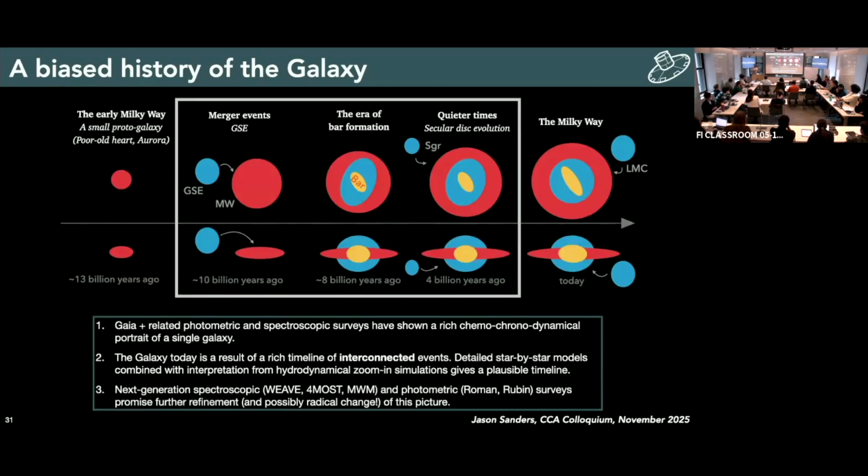And then we can also look forward to detailed photometric surveys, Roman potentially providing much more detailed views of the inner galaxy, and Rubin potentially providing more detailed views of the outer galaxy. So yeah, thanks for your attention, everybody, and I'll take any questions.